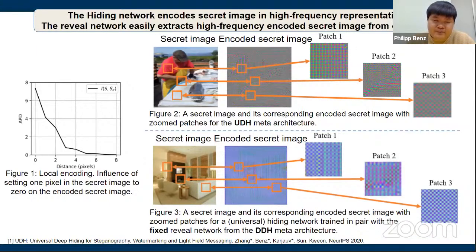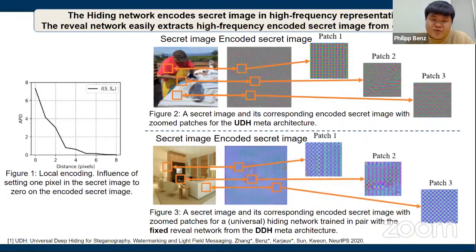Why does this visualization seem very straightforward and important? Why is it kind of a big deal? It's because if it's not under this UDH framework, if you use the original cover-dependent deep hiding network, you cannot visualize this directly. The reason is that the encoded secret perturbation is always dependent on the cover image, and then you will not see such a phenomenon.